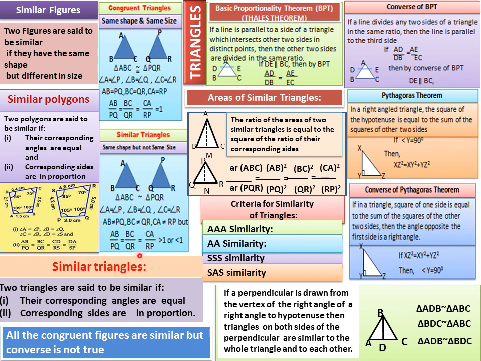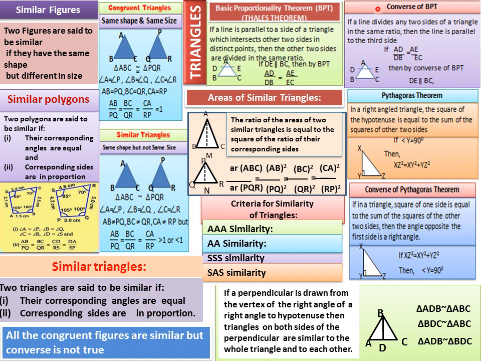So how can you define similar triangles? Two triangles are said to be similar if their corresponding angles are equal and corresponding sides are in proportion. And all congruent figures are similar, but the converse is not true. So that is all we need to know in this.